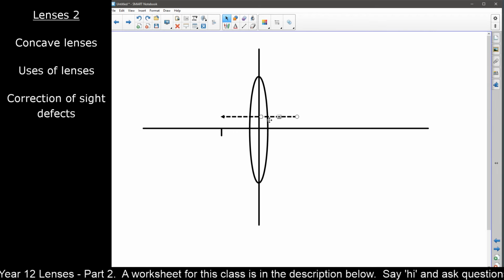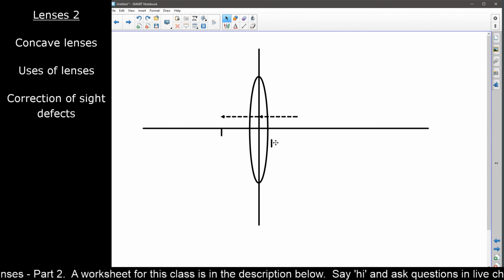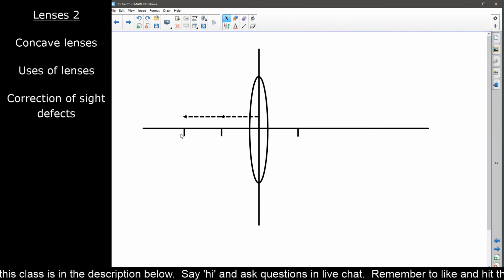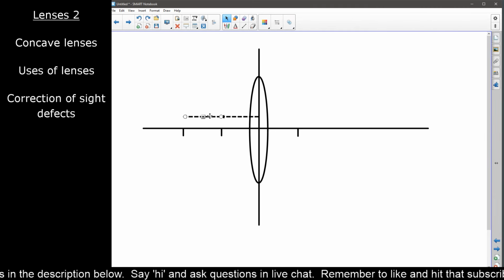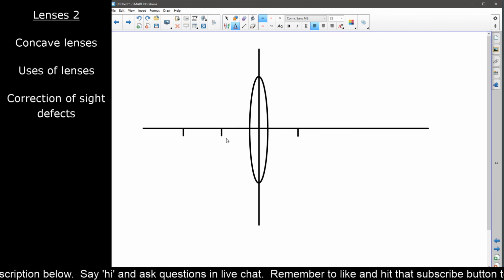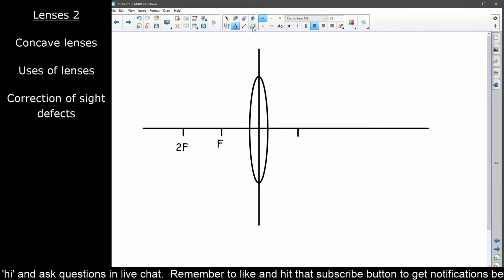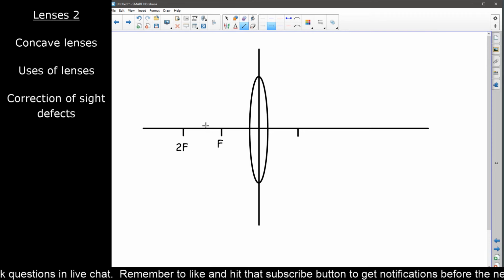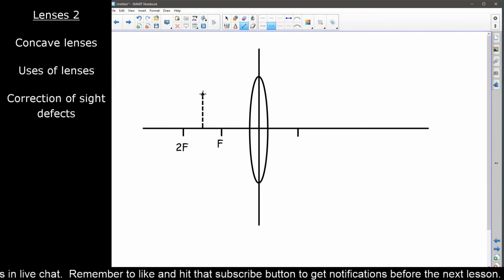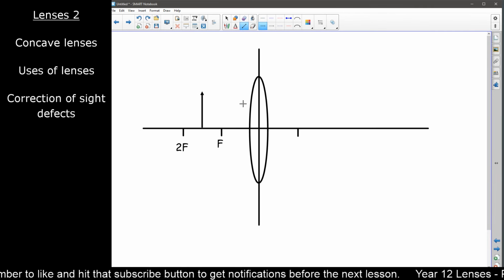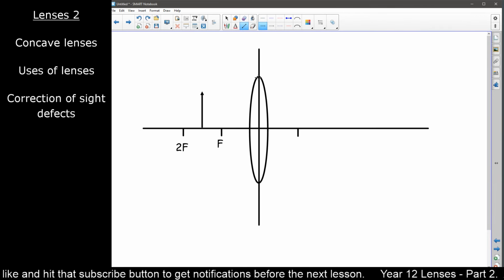So that's got to be F on the other side. Don't worry, I'll take out these dotted lines in a second. And then over here, this is 2F on this side. I'm not too worried where 2F is on the other side. So there's F, and there's 2F. What you use for a projector is the fact that between F and 2F, you end up with a magnified image that's real. Closer than F, you end up with a magnified image that's virtual. That's no use. We need a real image, because there's no point having an optical illusion in a room that everybody has to look through a lens to look at.